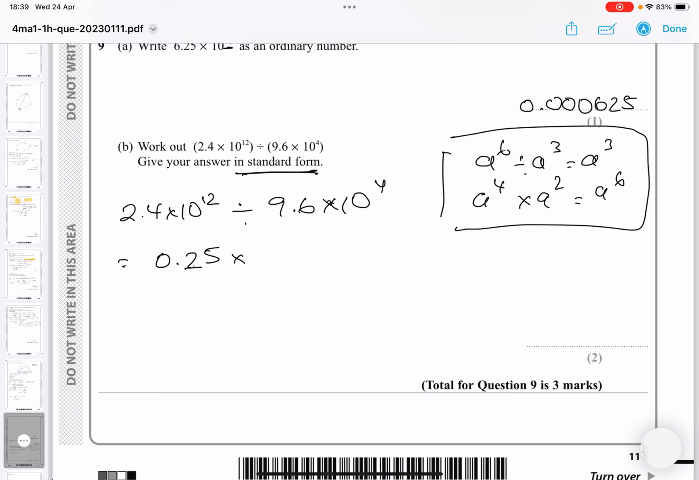So here, this is divide, so what you're going to do is subtract the indices, 12 minus 4, which is 8. But remember, this is not in standard form, okay? If you're going to write your answer in standard form, it means you need to write 2.5 times 10 to the 7, okay? Because this is not in standard form. So you need to convert it. So the answer will be 2.5 times 10 to the 7.